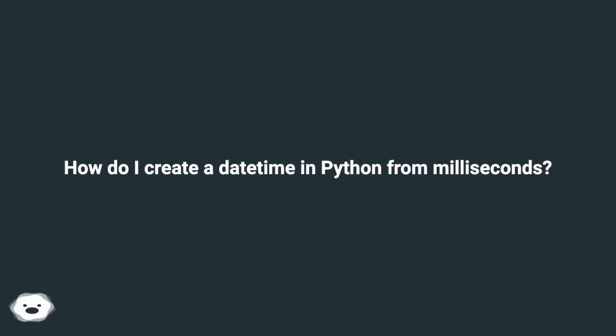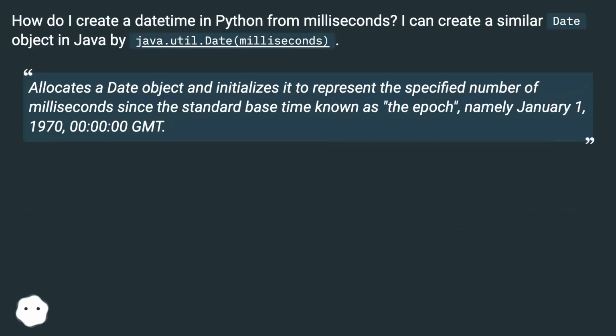How do I create a datetime in Python from milliseconds? I can create a similar date object in Java by java.util.Date.